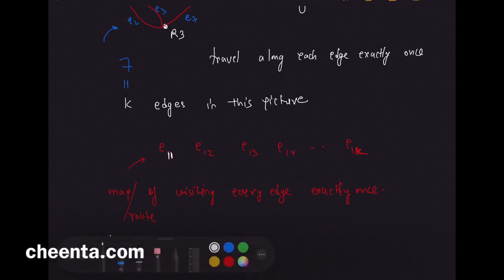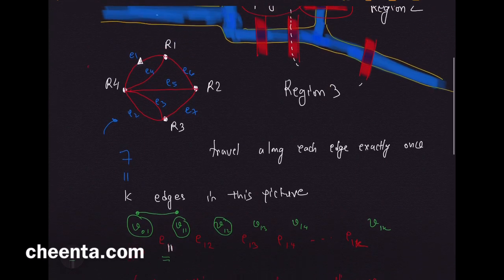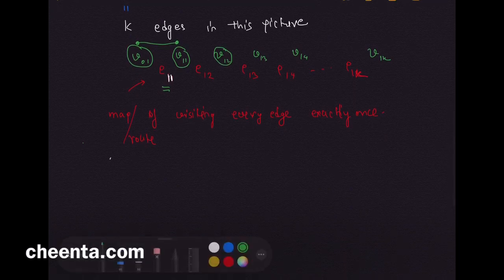Okay, so what we will do is, instead of writing the name of the edges, we will convert them into the names of the vertices. So V01, V11, V12, V13, V14, etc., and then V1k. Okay, so what did you do? You basically wrote the name of the vertices instead of the name of the edges. So edge 11 is starting at V01 and going up to V11. Maybe that's the thing. So I'll give you an example to clarify what's going on.